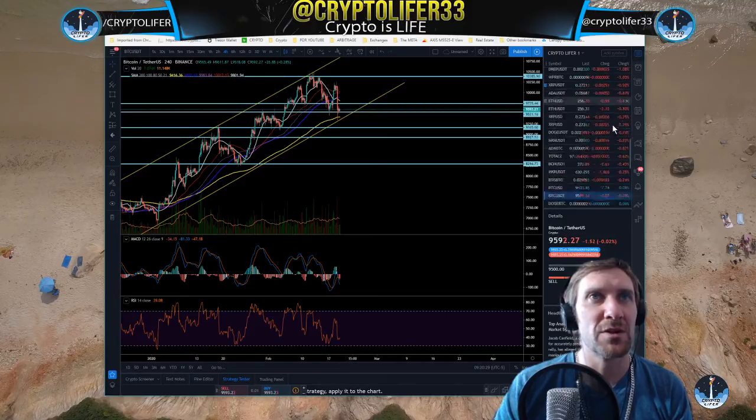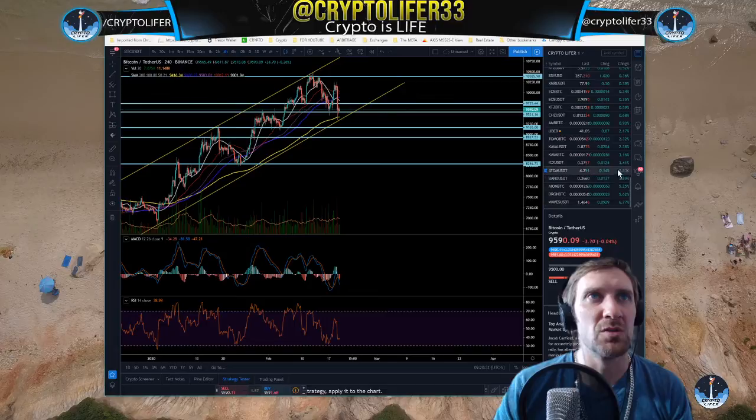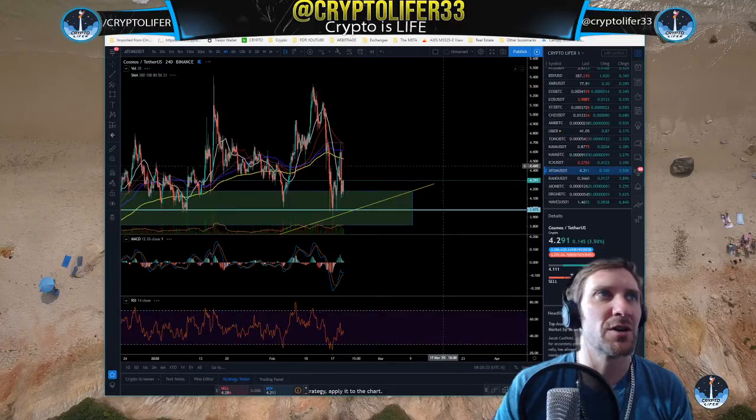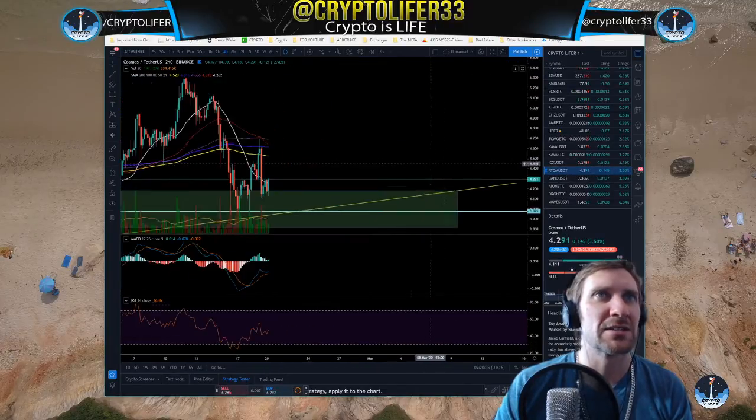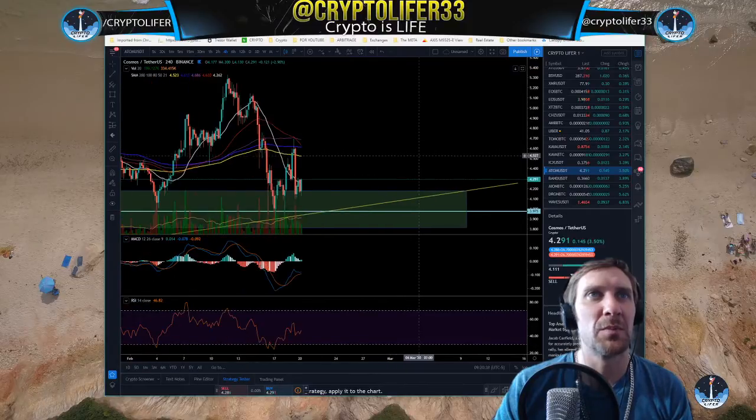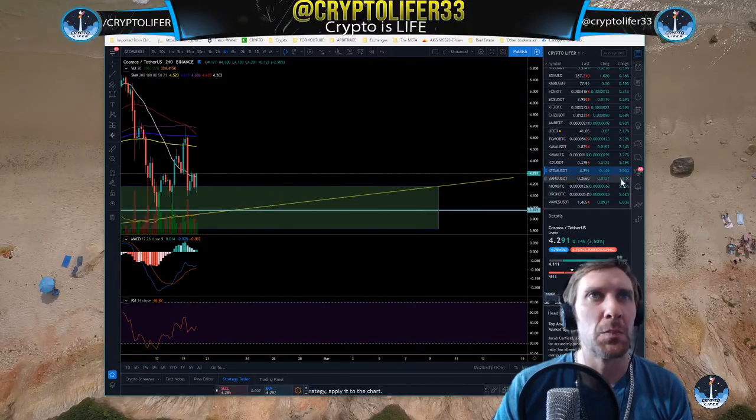It's a red day pretty much for almost every coin. We're slowly seeing some movement though in the altcoins. It's strange. In the last even hour, they're starting to pick up a little bit. Atom up 3%. Band USD up 3.8%. Kava up 3%.